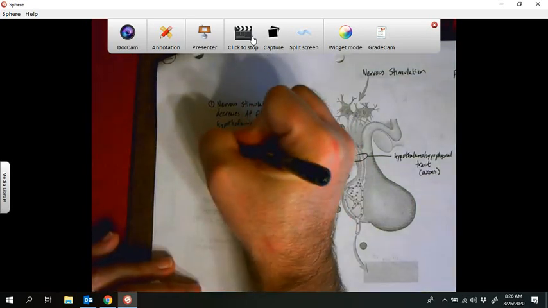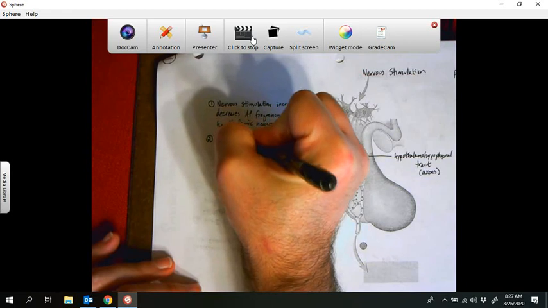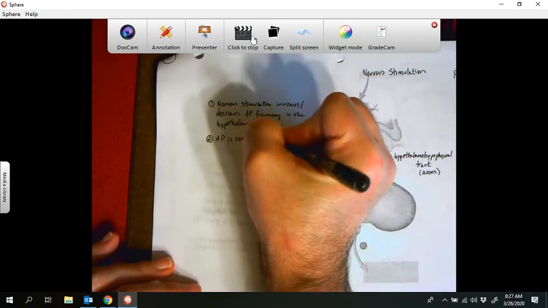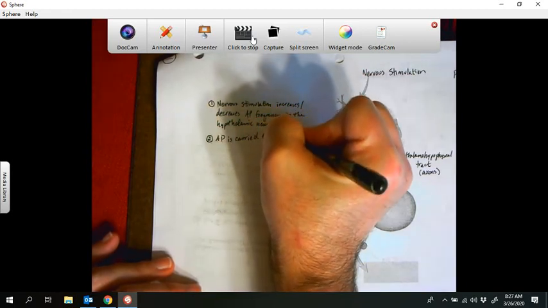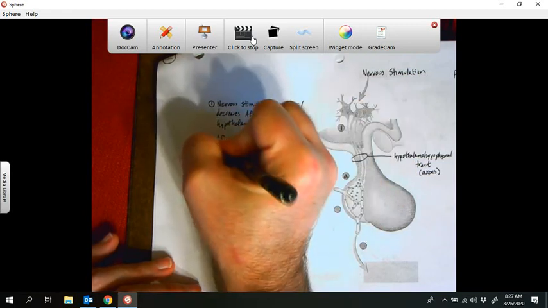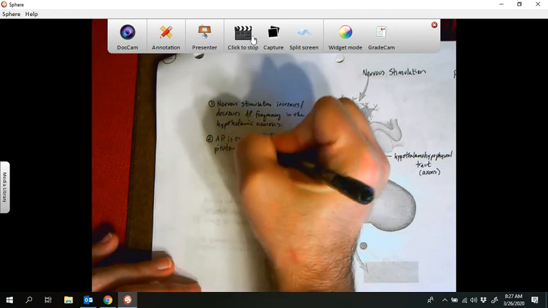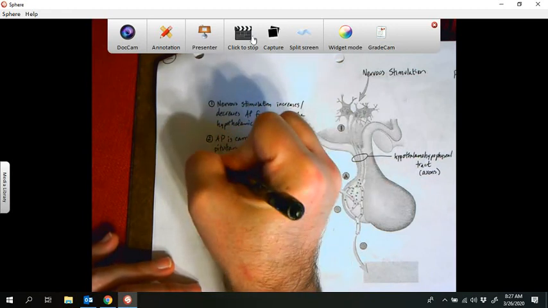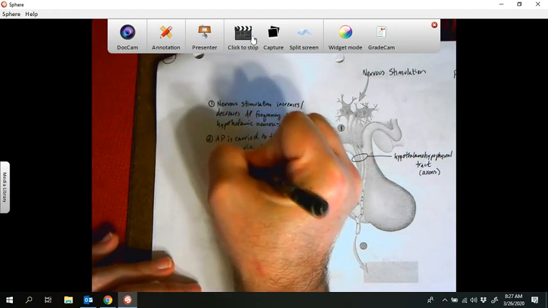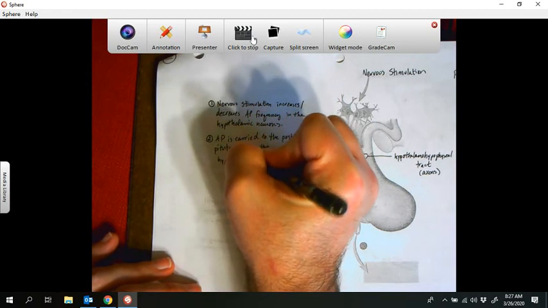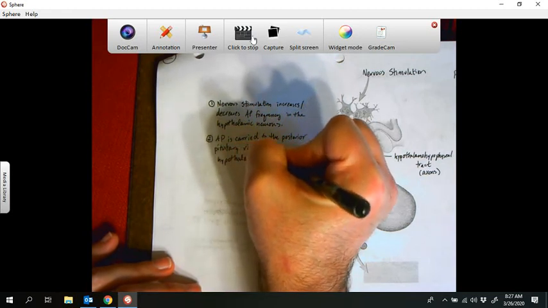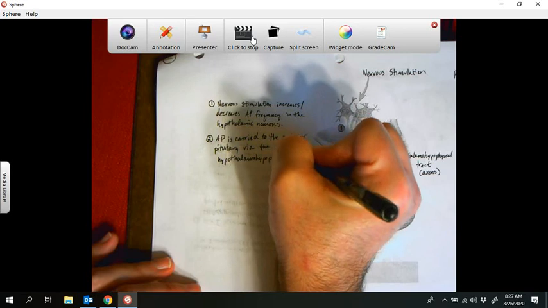AP is carried to the posterior pituitary via the hypothalamo-hypophyseal tract.